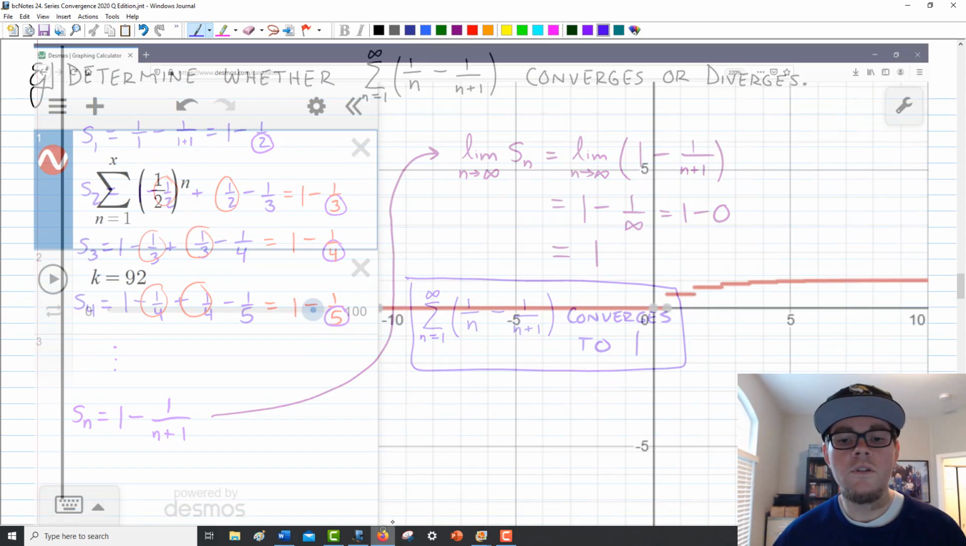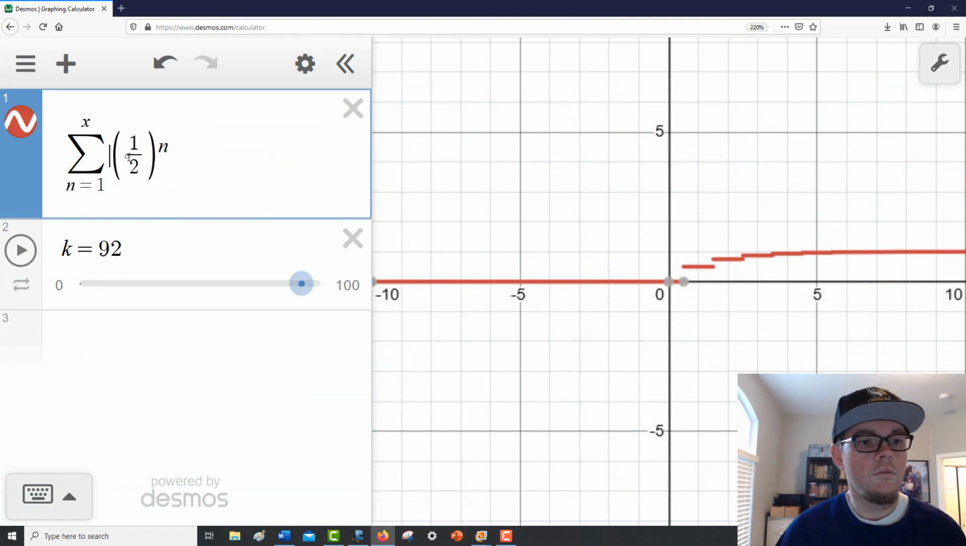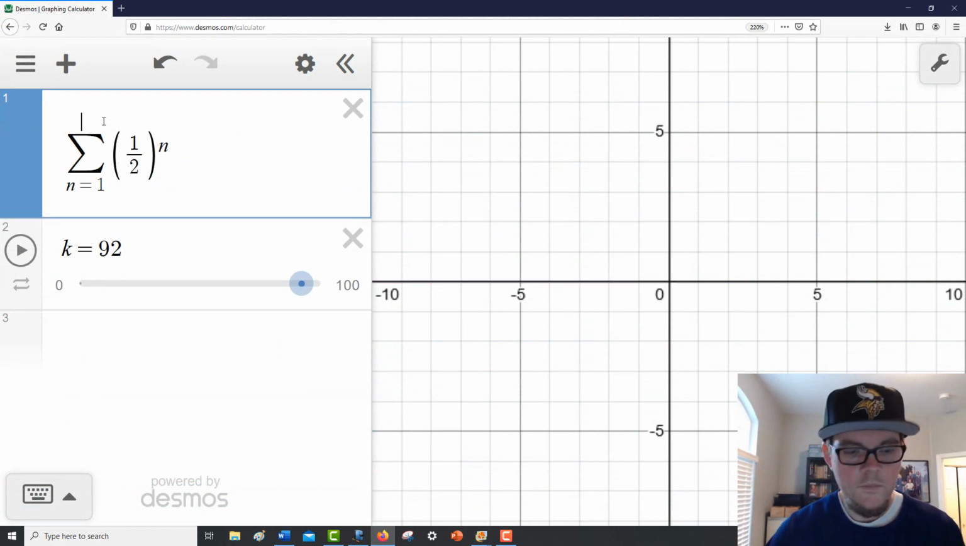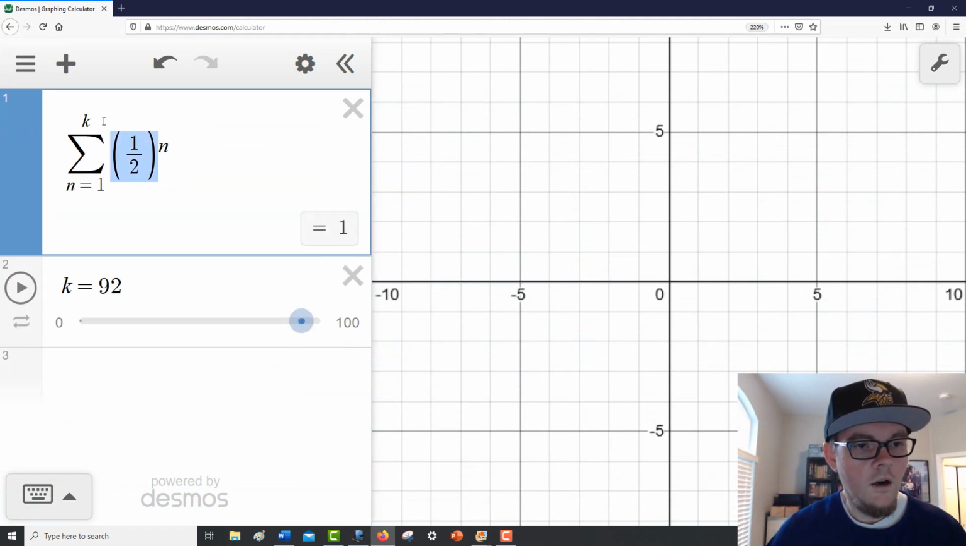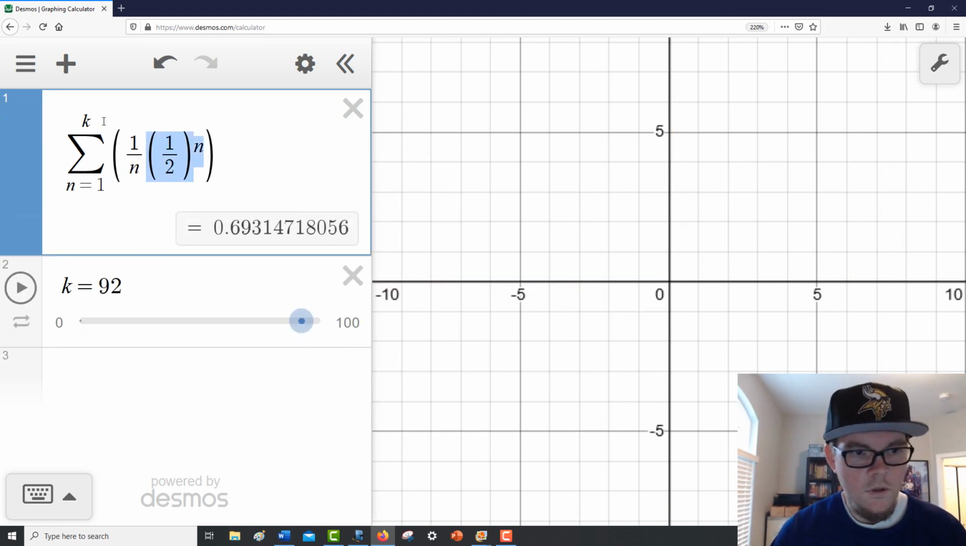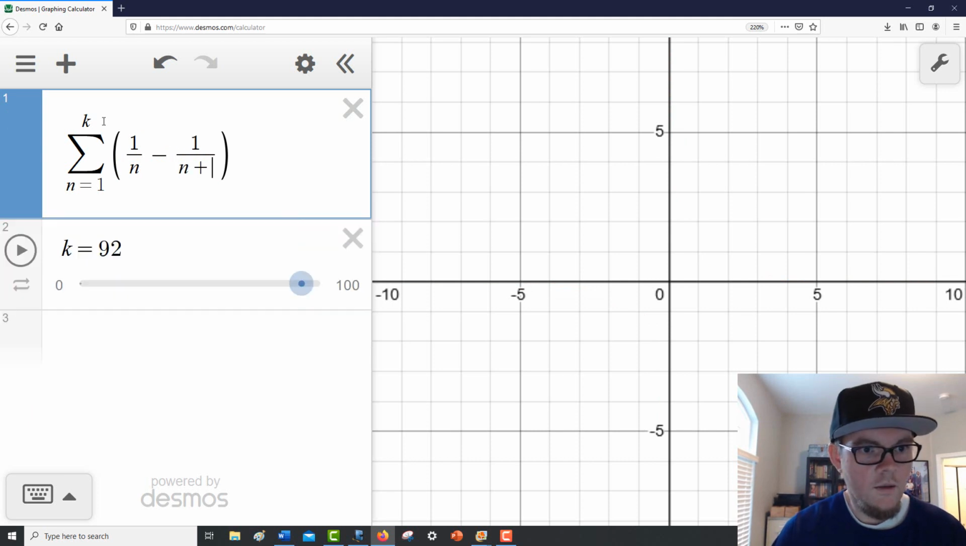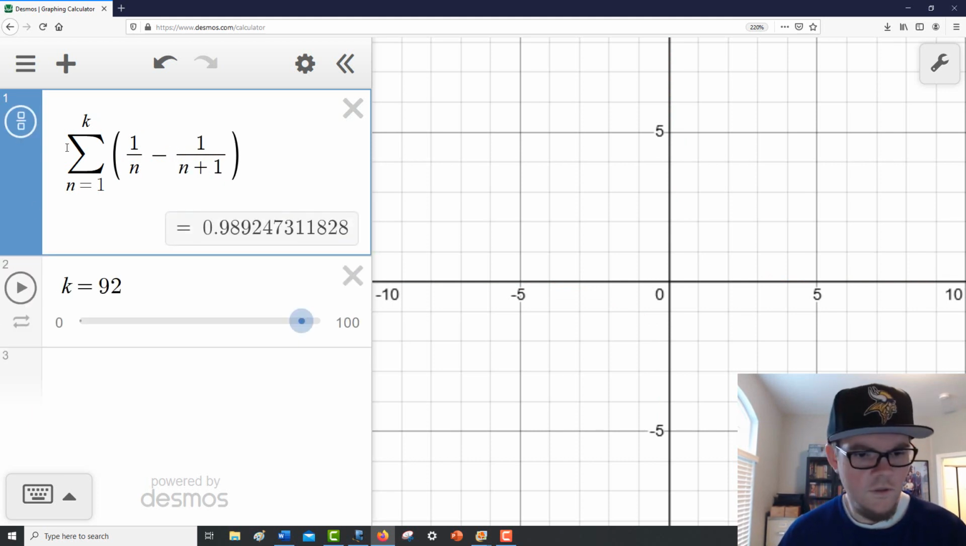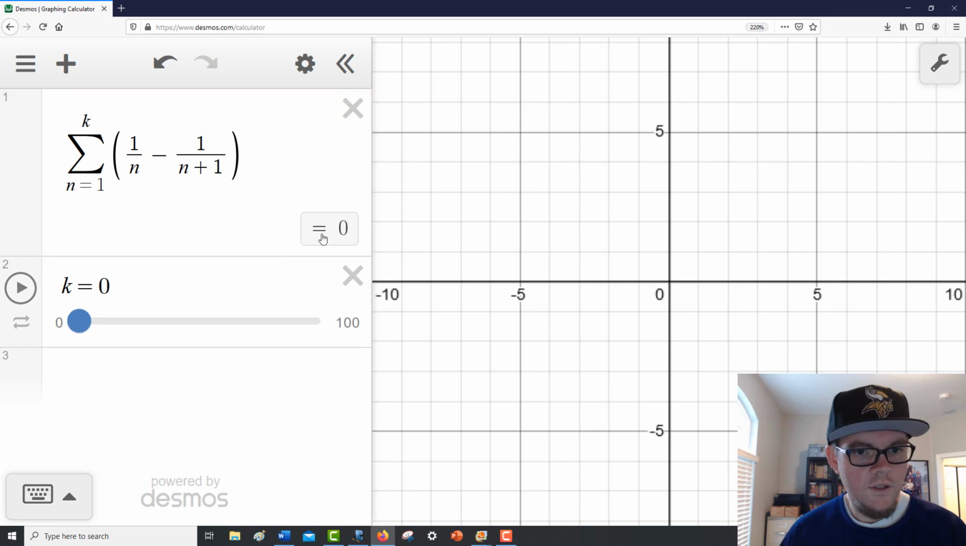Well, let's use Desmos once and see if that's true. I'll get rid of this for a moment. Let's go back to K. Our series was 1 over n minus 1 over n plus 1, if memory serves. Let's check and make sure that was true. Maybe I'm misremembering. There it is. So there's our sequence. So the question is, what does that sum right here get closer and closer to as we add more and more terms?